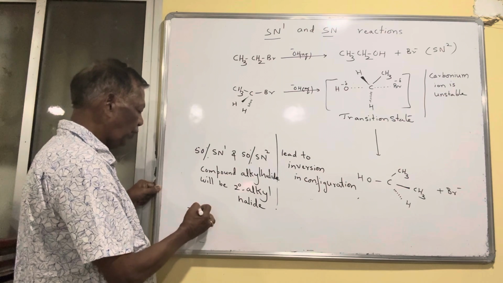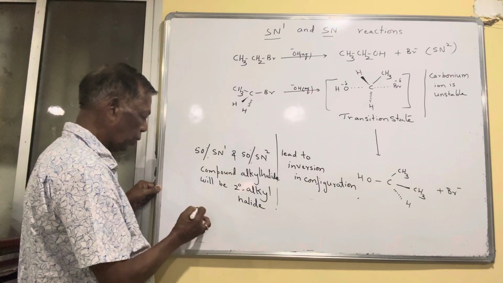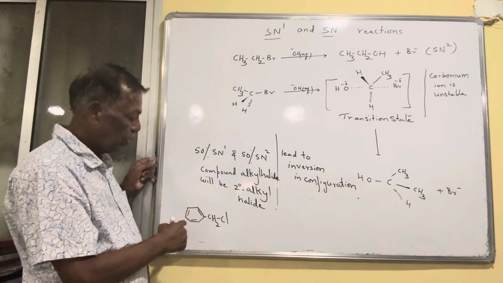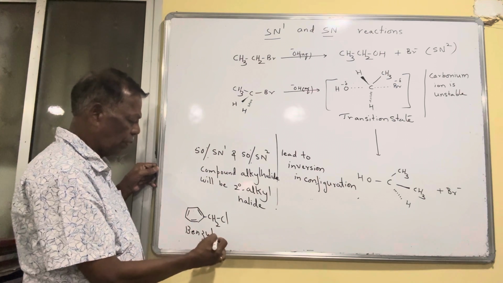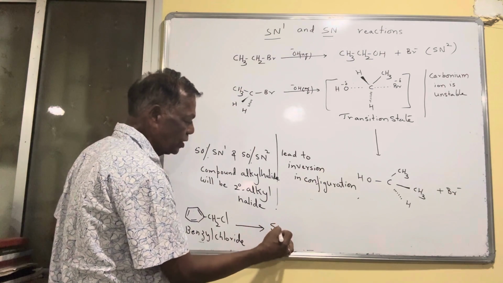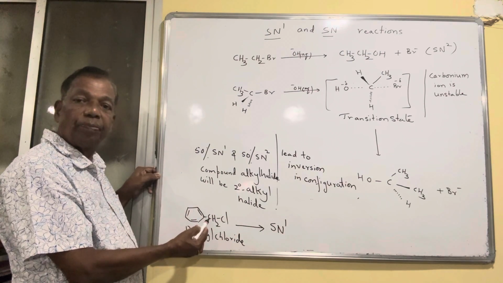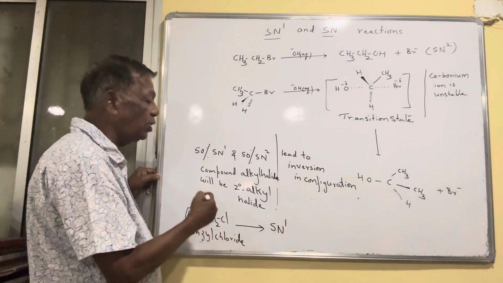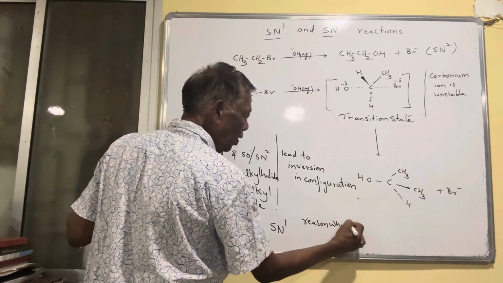Suppose we have a compound which is benzylic like this, a benzylic compound. Now this is benzyl chloride. Note this also properly. Benzyl chloride. Now this will always undergo SN1, although this is a primary carbon. See, this is actually primary, but it will not undergo SN2. It will undergo what? SN1. Why so? What is the reason here for SN1?